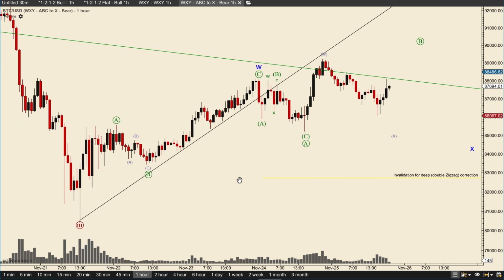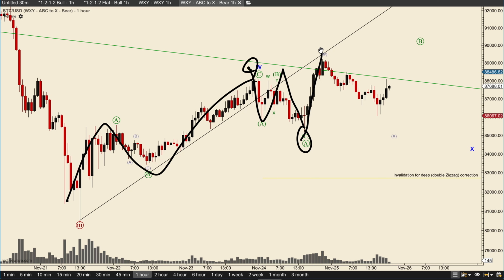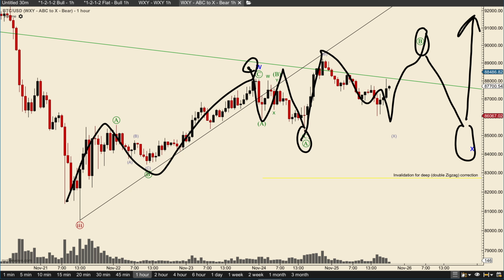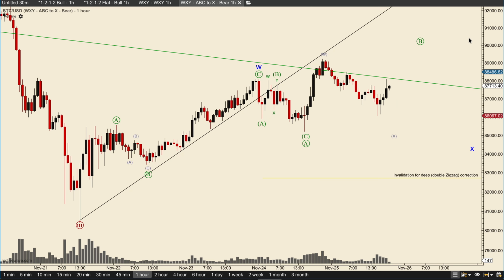The other scenario is basically the same, looking for a double zigzag, A, B, C to a W, A, B, C, wave A, W, X to a wave Y into a wave B, and then a finishing wave C to finish wave X, and afterwards a finishing wave Y to finish the double zigzag. That was a lot of W's, X's and Y's. So which one of these has the highest probability?